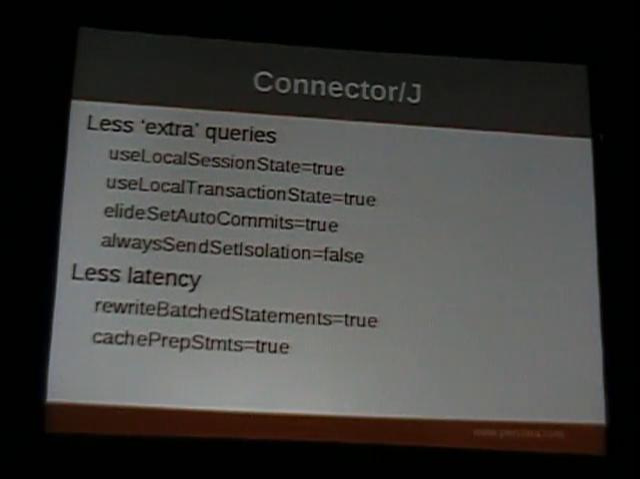the other major gain came from being able to reduce the latency. So ConnectorJ is quite smart at this. When it detects that you're issuing several insert statements, and it detects that those statements can be rewritten as only one multi-row insert, it will transform. After it detects three of them, it will collect them all and just rewrite as a batch insert.